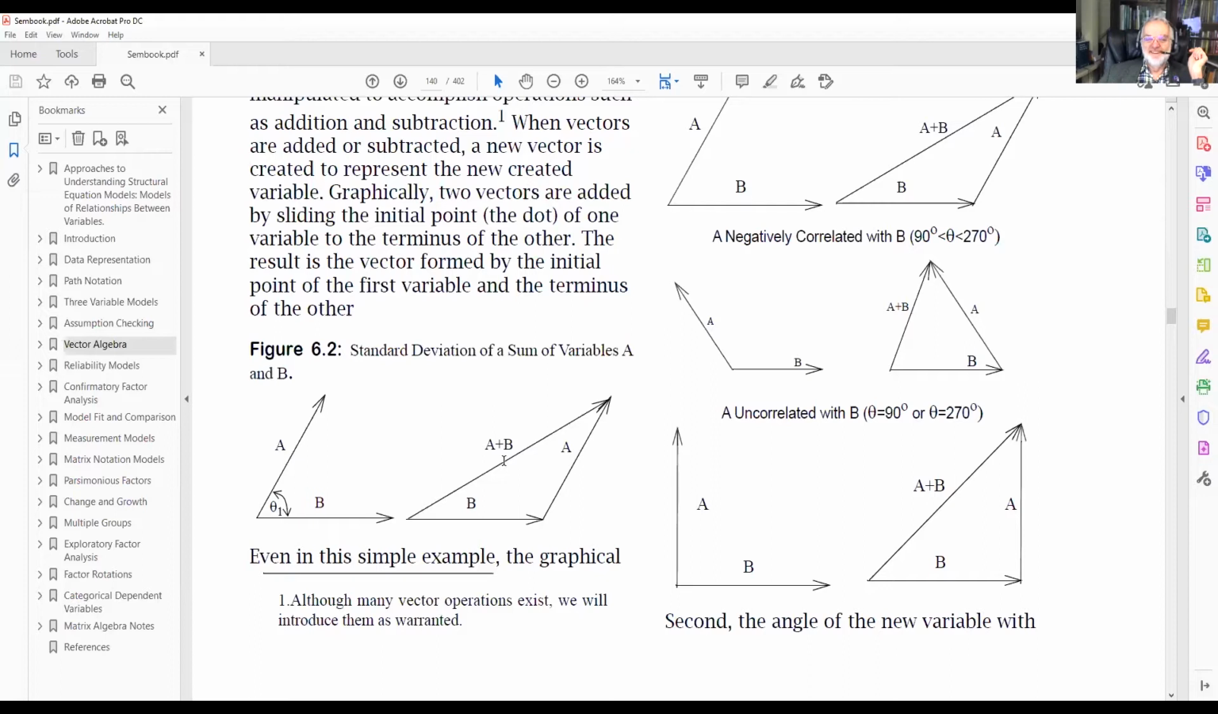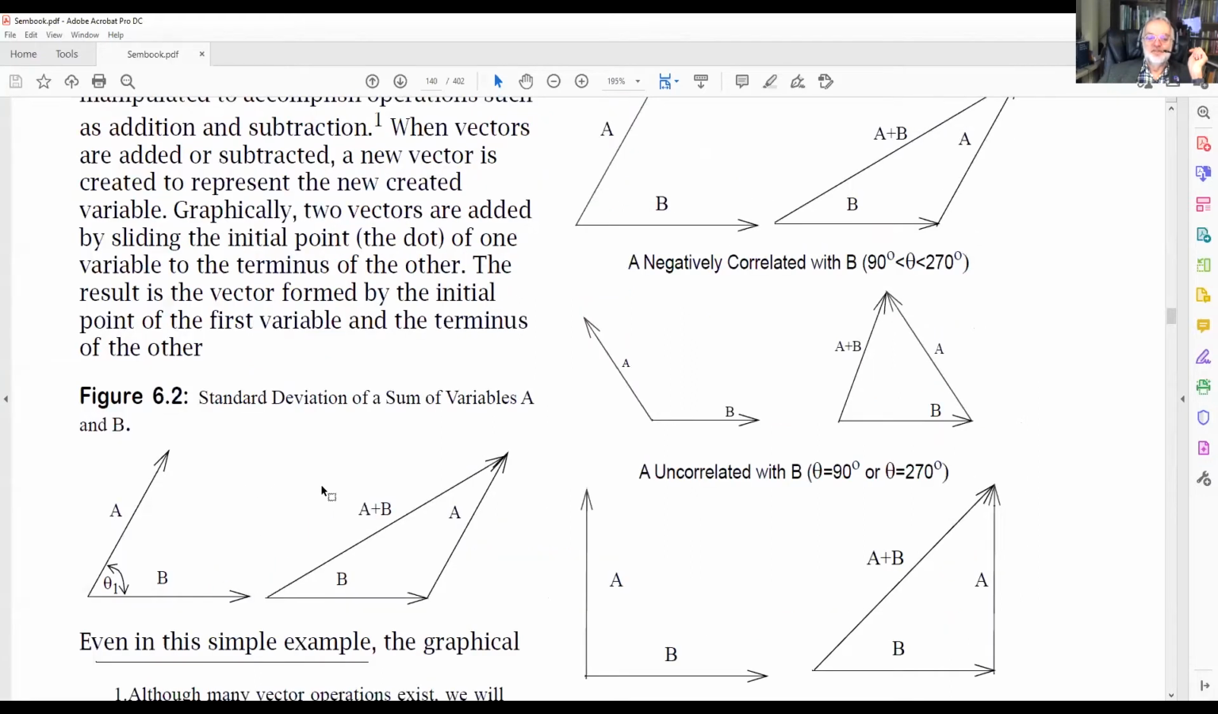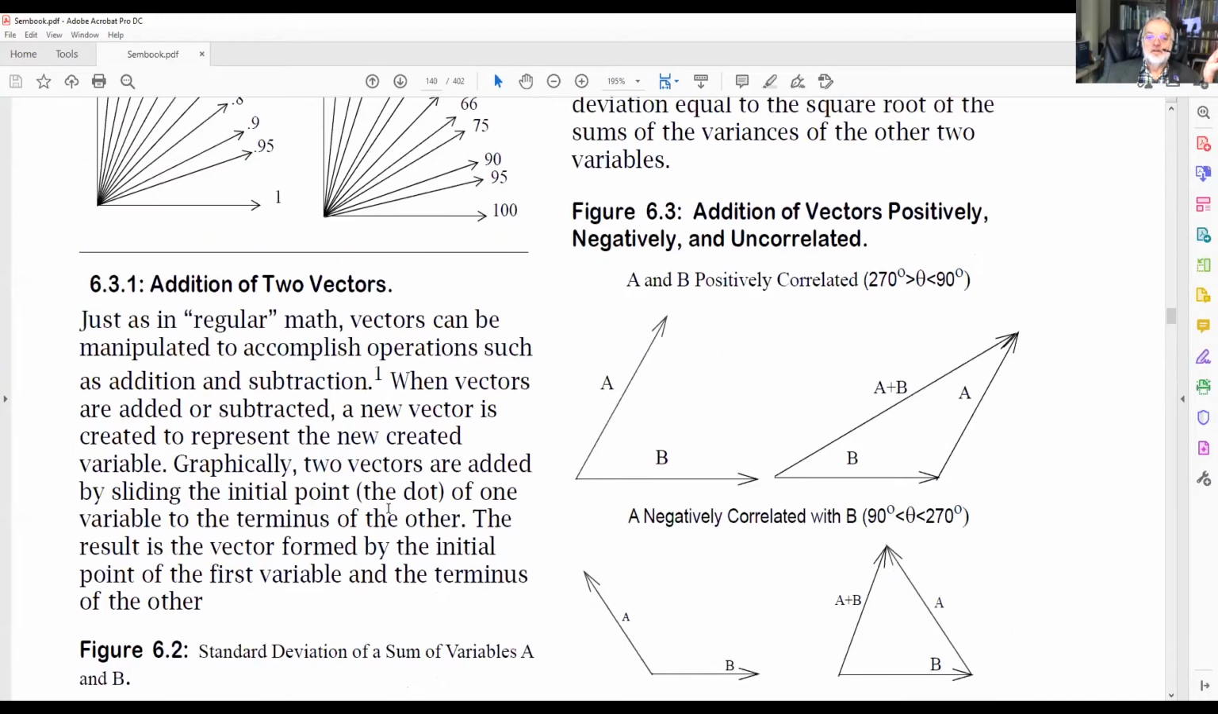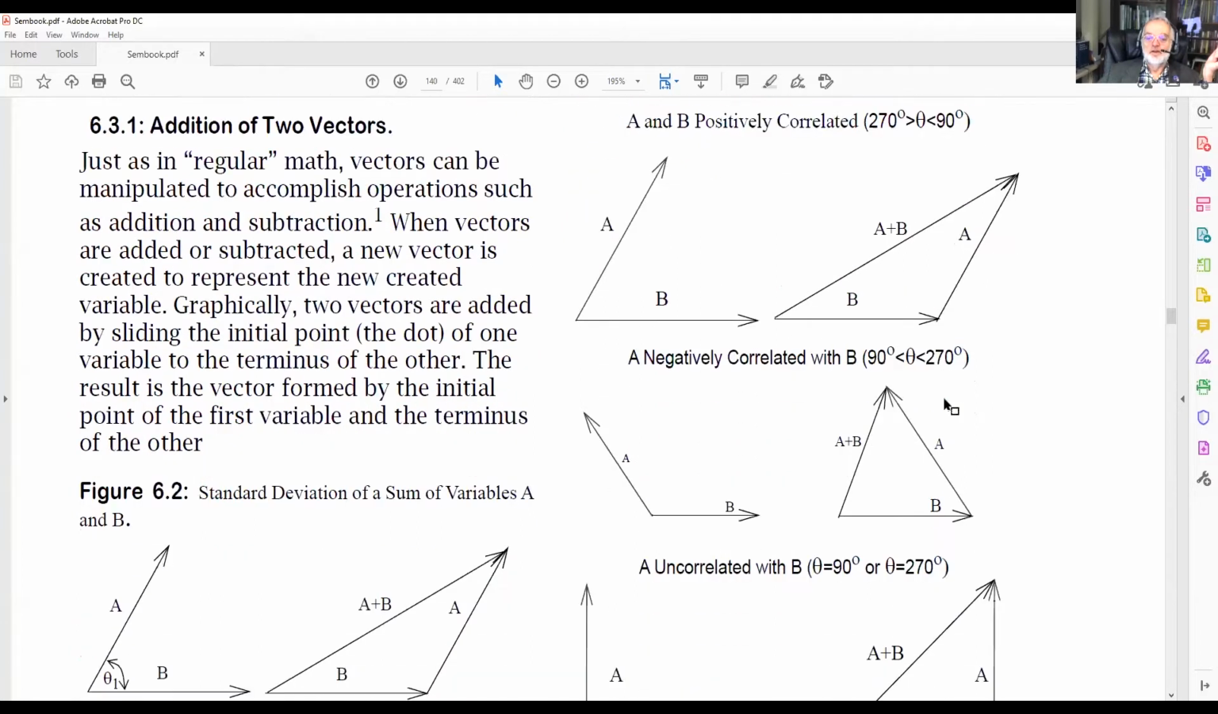It's a little bit more fun if I'm doing it in class with overheads. I can have a vector and slide them over and you'll see the action. Just for practice, if I've got A and B positively correlated, I'll have this length. If A and B are negatively correlated, here's A and B, and just do the same thing. I'm going to slide A over to the endpoint here, and the length of this variable is the standard deviation up to negatively correlated variables.